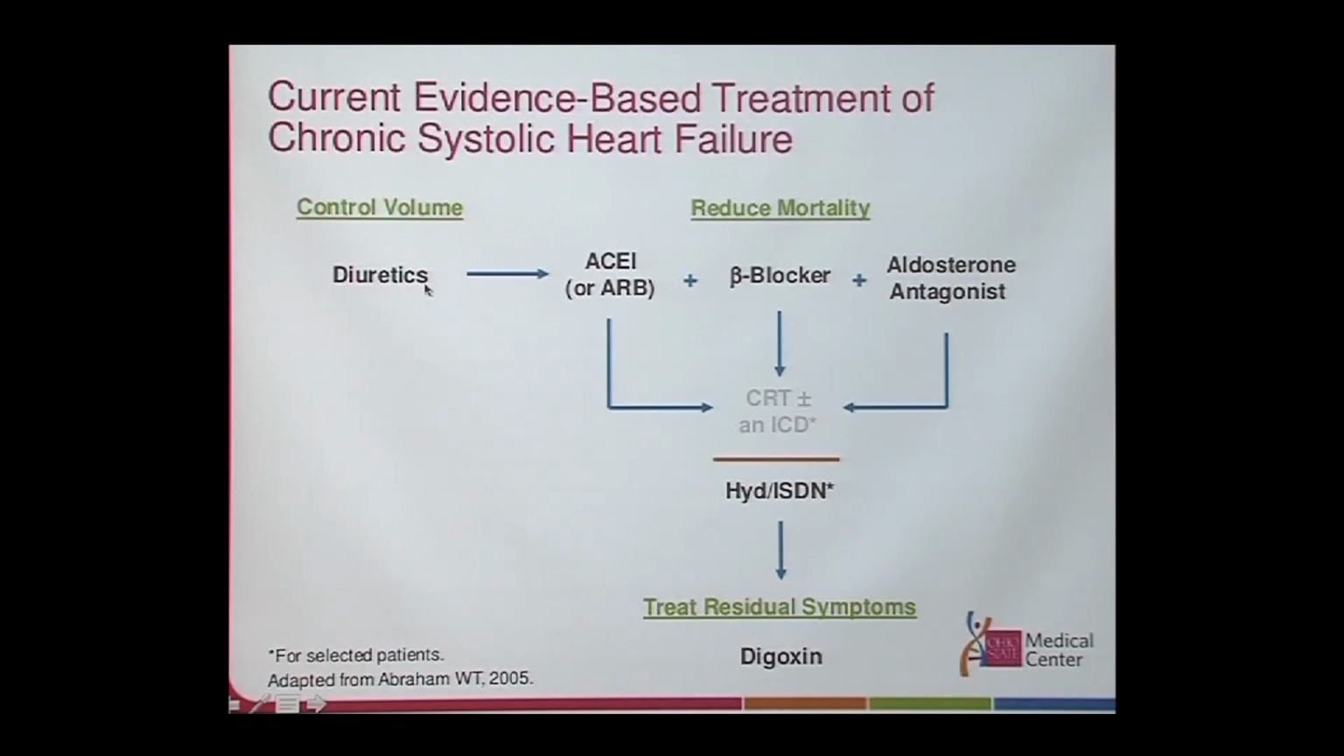You start with diuretics to get rid of extra fluid. We always try to get people on an ACE inhibitor, then a beta blocker, then that aldosterone antagonist. If they're still symptomatic, meaning they're still limited in what they can do, we'll think about either cardiac resynchronization therapy, or if they don't have that widening, then we might still do an implantable defibrillator.